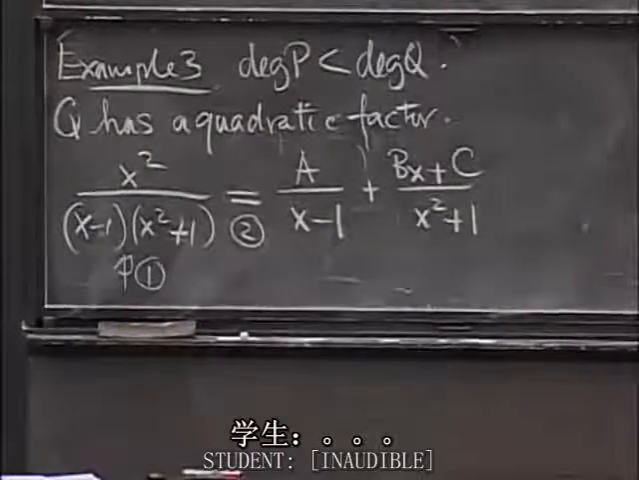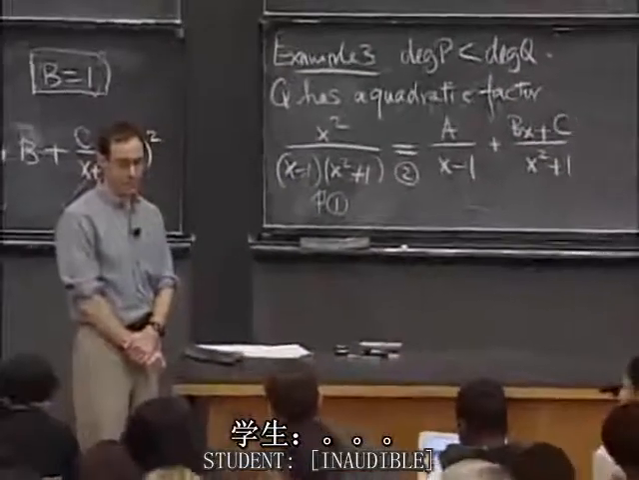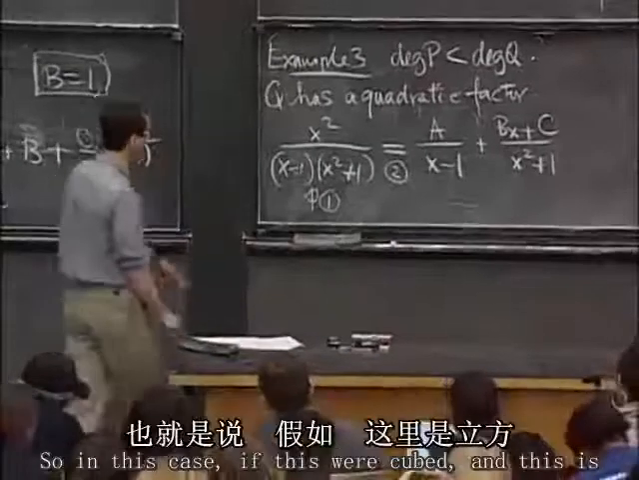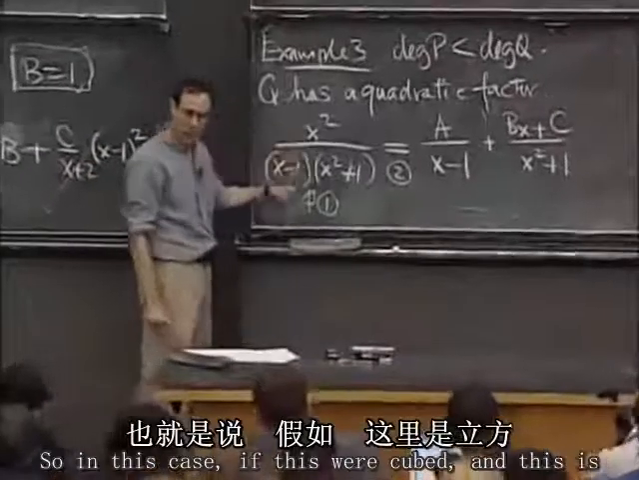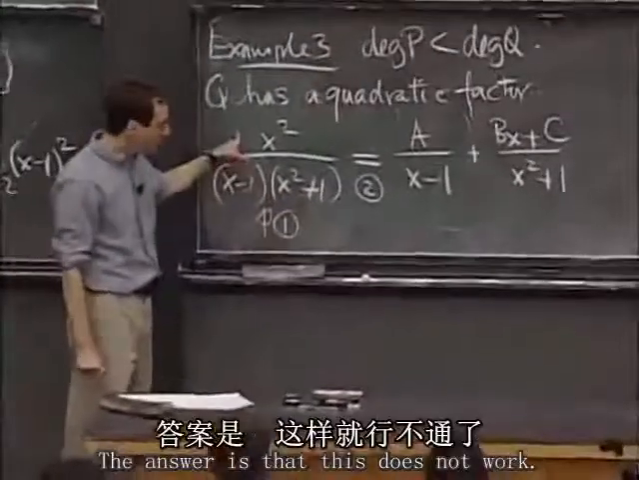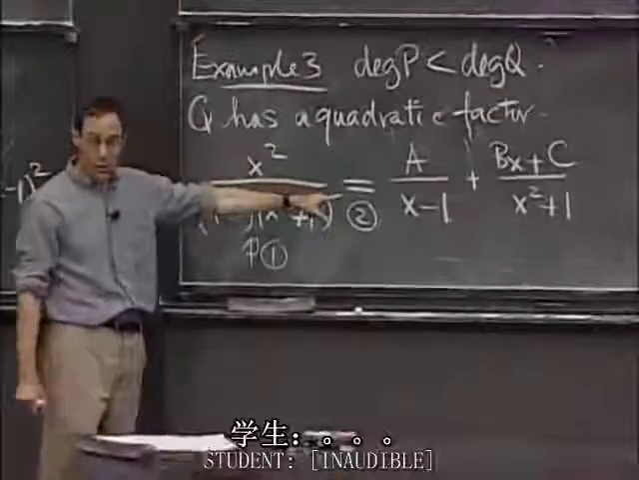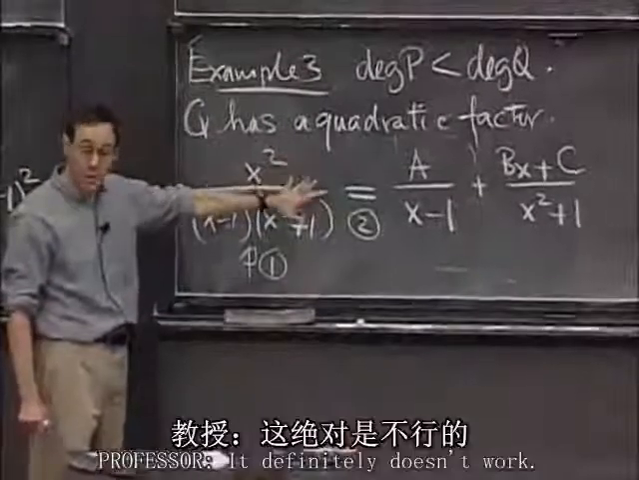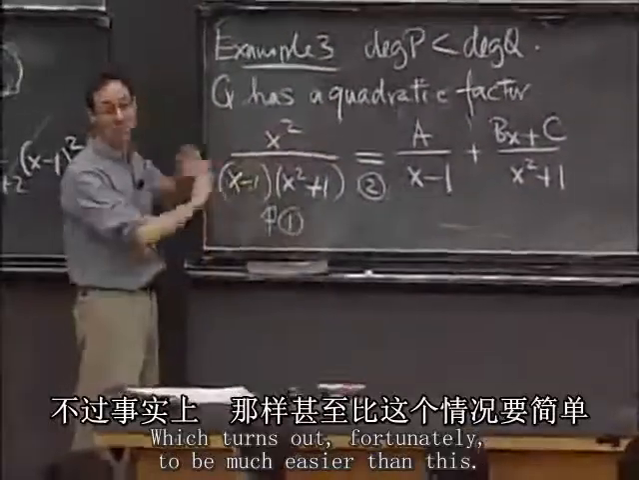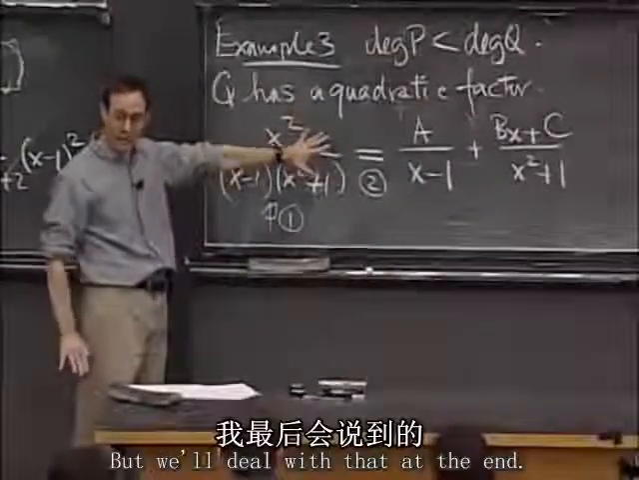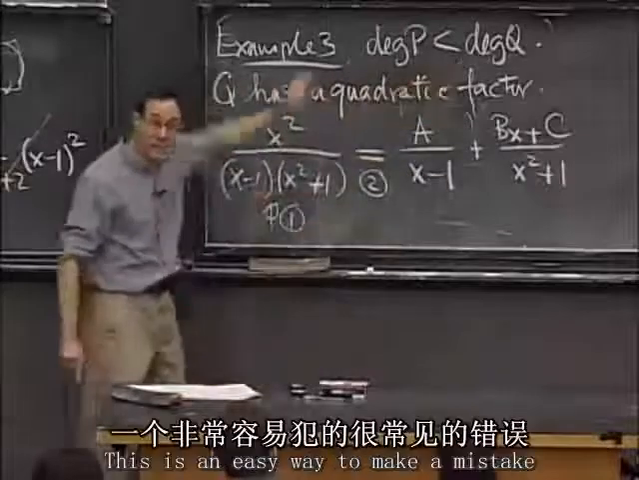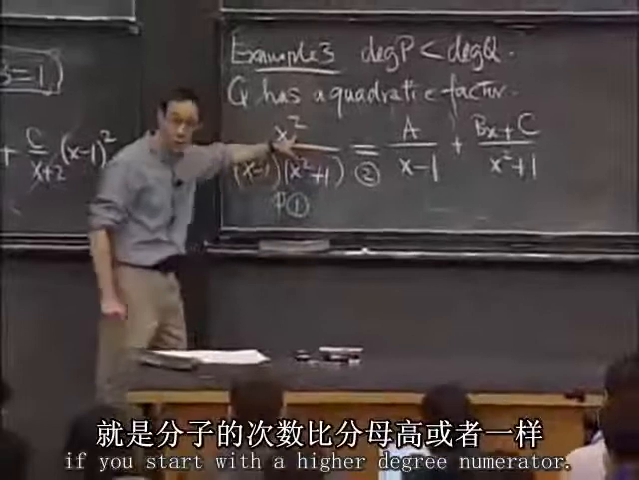If the degree of the numerator is equal to that of the denominator, none of this works? The question is, if the degree of the numerator, so in this case, if this were cubed, and this is matching with the denominator, which is a total of degree 3, the answer is that this does not work. It definitely doesn't work. And we're going to have to do something totally different to handle it, which turns out, fortunately, to be much easier than this. But we will deal with that at the end. All right? So you keep this in mind. This is an easy way to make a mistake. If you start with a higher degree numerator, you'll never get the right answer.